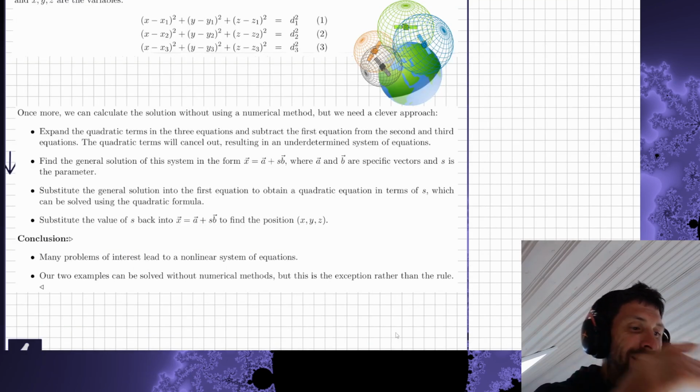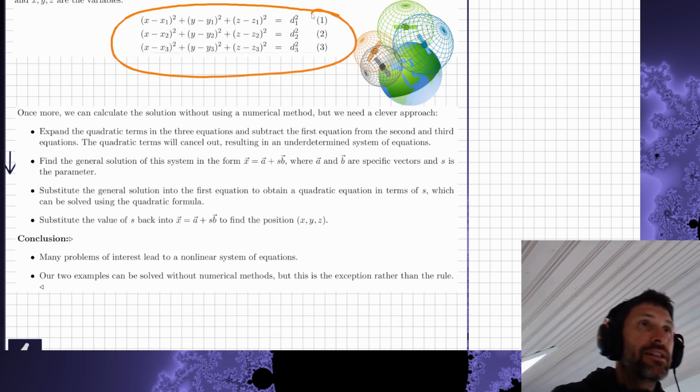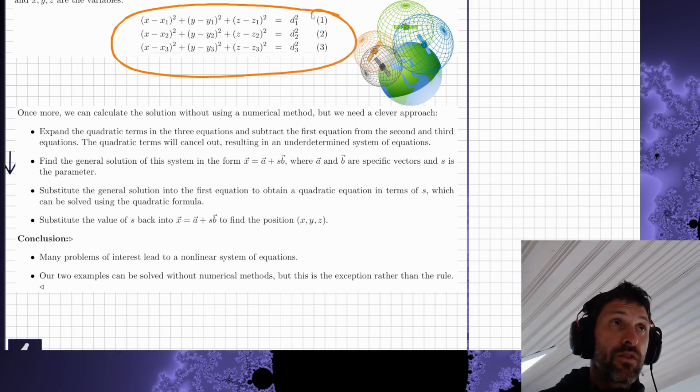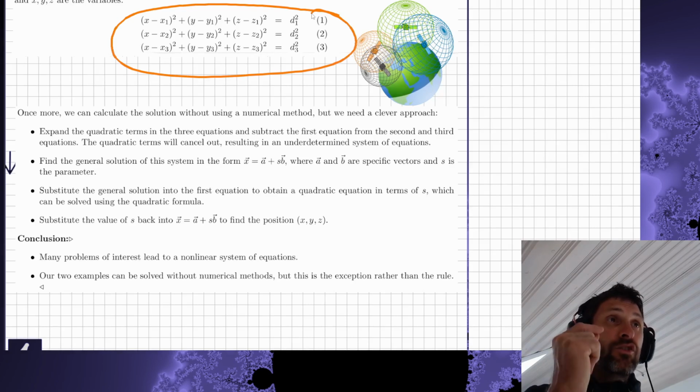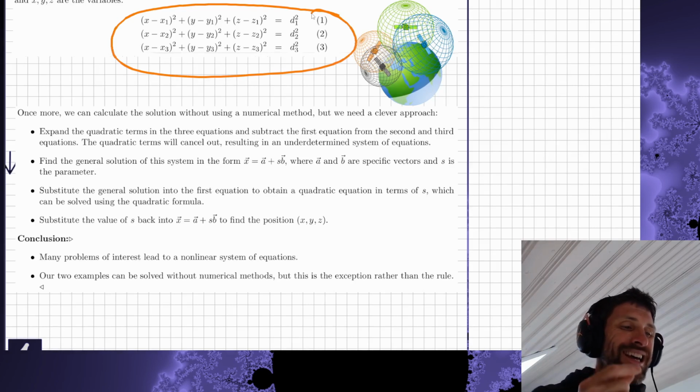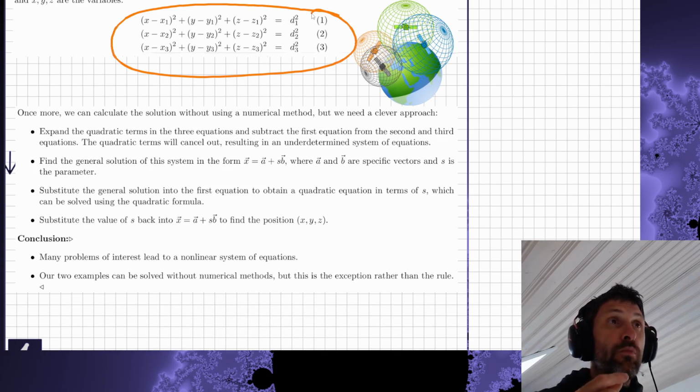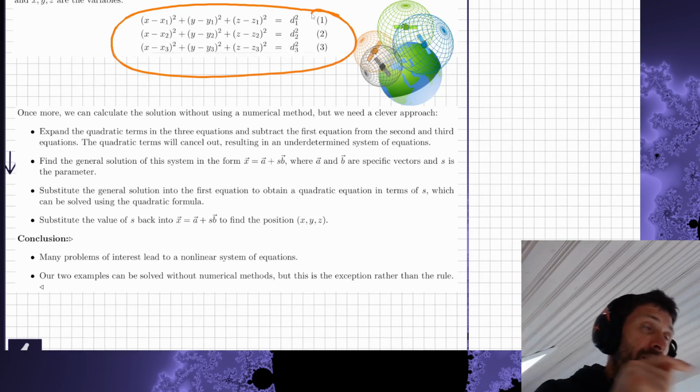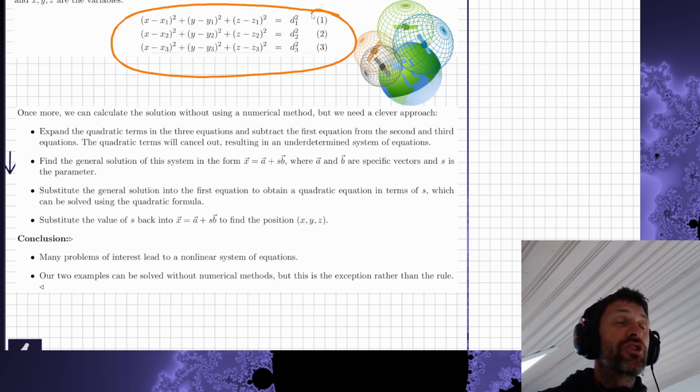Okay, in the case of this set of equations, normally we need numerics to find the solution. It's a nonlinear system of equations, and normally we need numerics because there is no algorithm like Gaussian elimination which works also for nonlinear systems. In this specific example, GPS, there is an alternative to numerics.